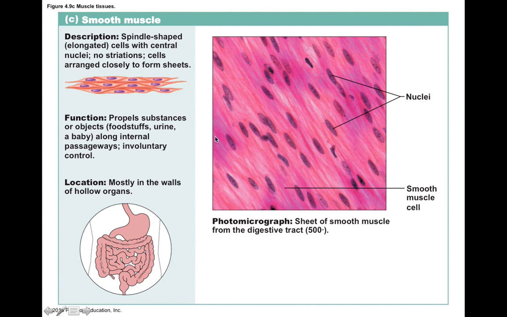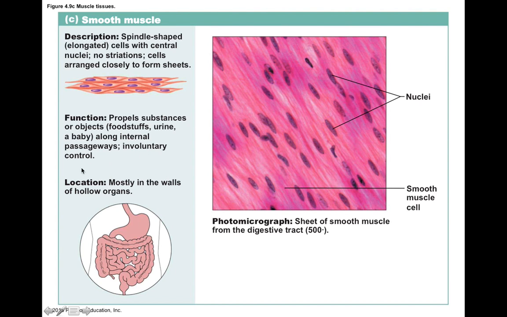So in that regard, we're going to find smooth muscle tissue within the walls of hollow organs. Think your digestive tract, think your respiratory tract, genitourinary tracts. These are going to have smooth muscle in their walls as well as blood vessels. And they're also under involuntary control.